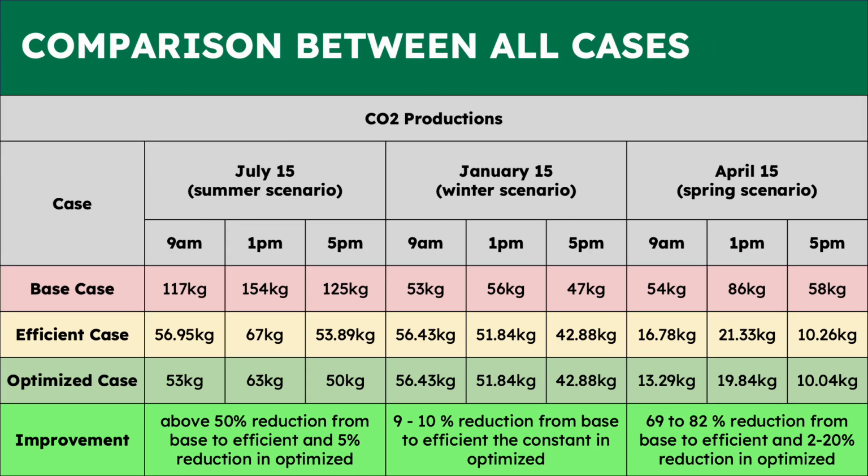The CO2 production comparison for July 15 shows above 50% reduction from base case to efficient case and 5% reduction in optimized case. The CO2 production comparison for January 15 shows from 9 to 10% reduction from base case to efficient case and is constant in optimized case. The CO2 production comparison for April 15 shows a 69 to 82% reduction from base case to efficient case and from 2 to 20% reduction in optimized case.